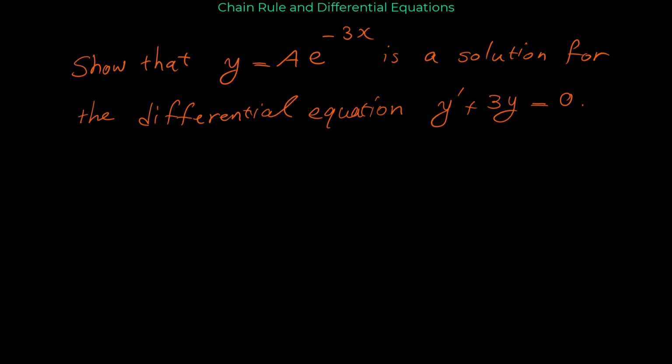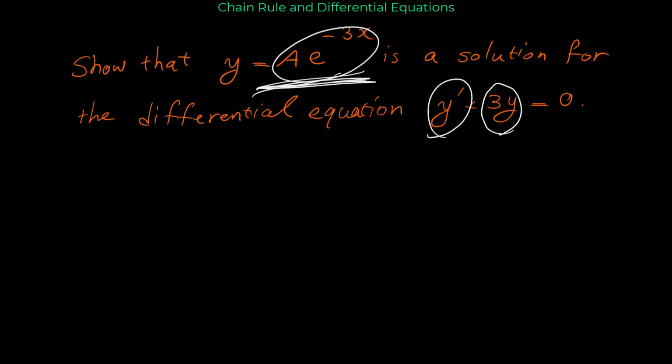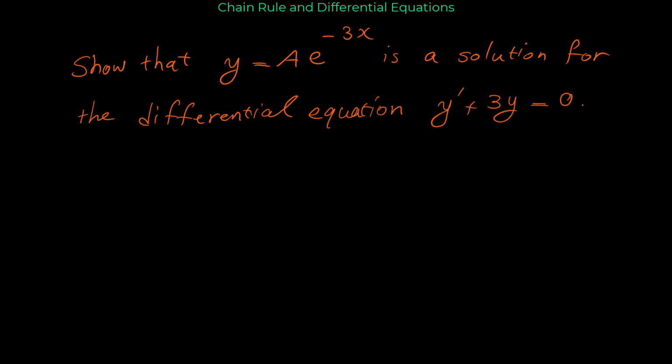So we have to prove that if we add the derivative of this function, y prime, to 3 times the original function, the sum of these two equals 0. So basically the first thing we have to do is to find y prime. Y is a times e to the negative 3x.